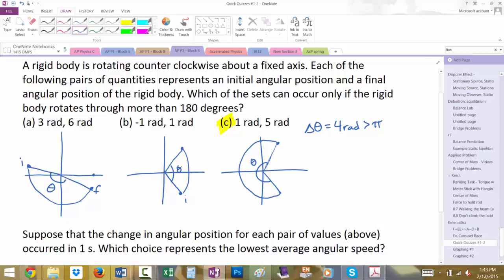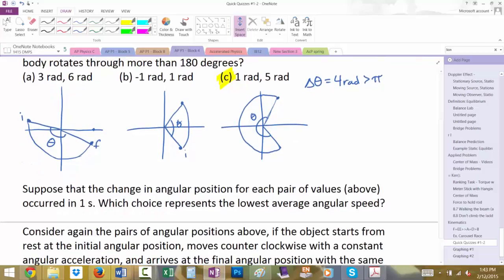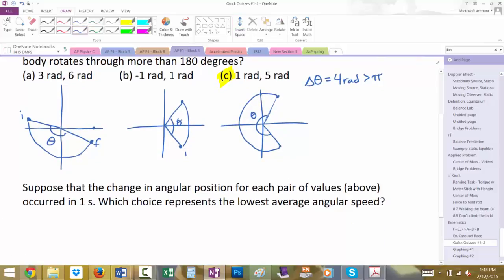Okay, good. So now that we've got number 1 figured out, number 2 says suppose that the change in angular position for each pair of values above occurs in 1 second. Which choice represents the lowest average angular speed? Just kind of thinking this through, angular speed is marked with what letter? Omega. And omega is delta theta over time. Can we figure out what delta theta is in each of these cases?